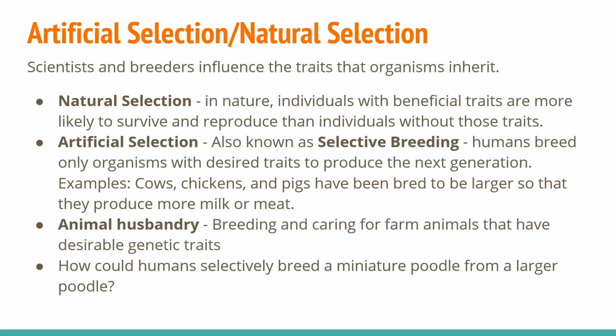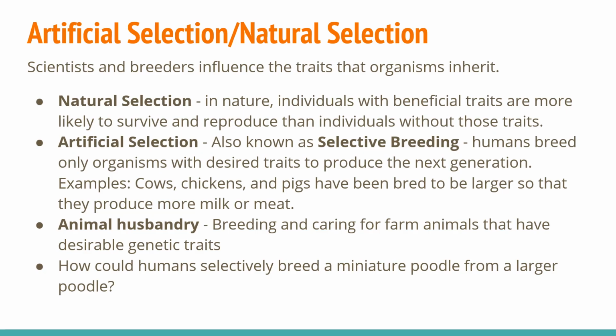With cows, we want the ones that can produce the most milk. So we bred the ones that produce more milk, so that we can hopefully get a cow that produces the maximum amount of milk possible. And that's the goal. The goal of artificial selection and selective breeding is that you get all of the traits and desires that you want.